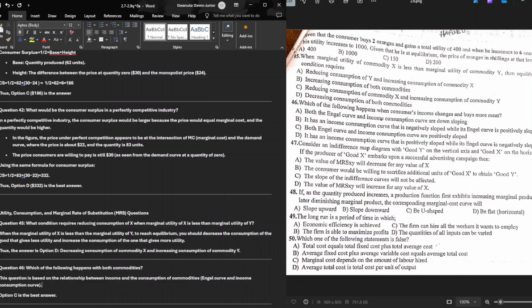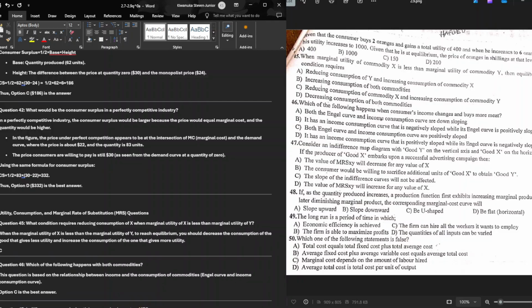The marginal utility of this good is less than the marginal utility of Y. That means for Y it is still enjoyable. Then equilibrium requires: increasing consumption of both, reducing consumption of X and increasing the consumption of Y, or decreasing consumption of both goods. 45 is not D. 45, the answer is C.